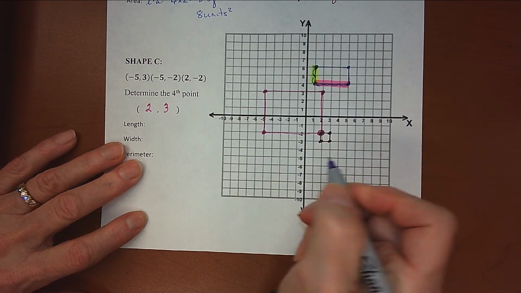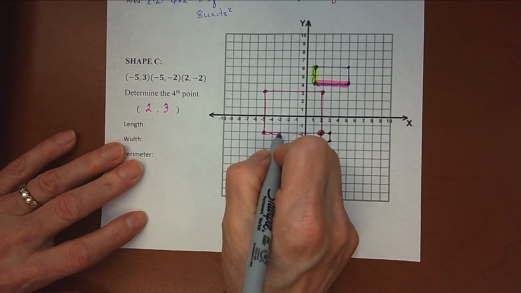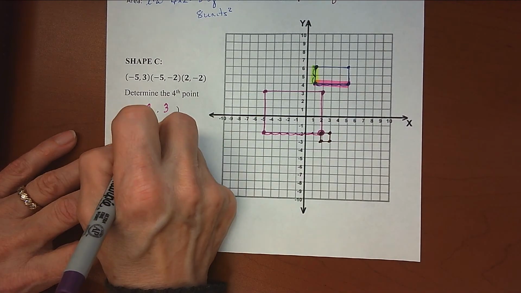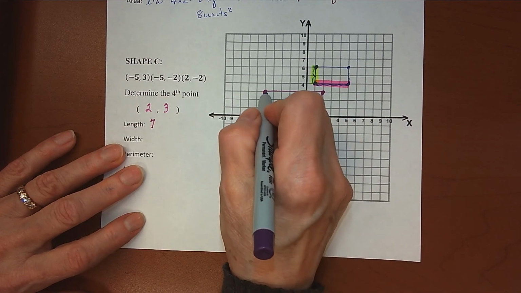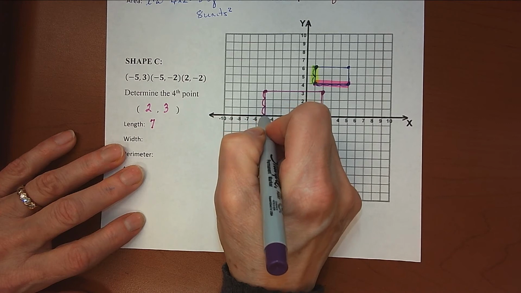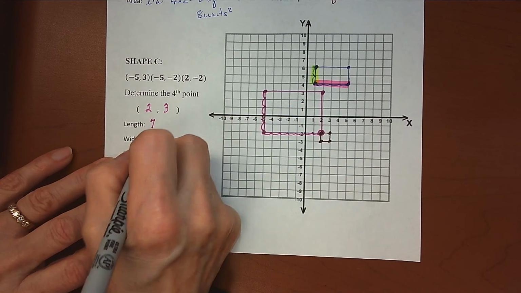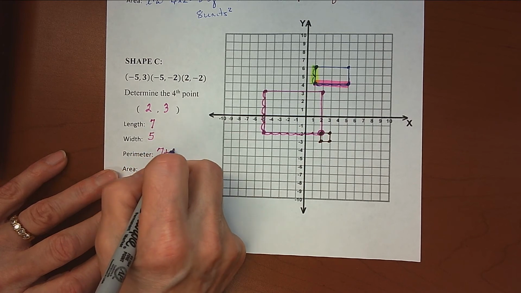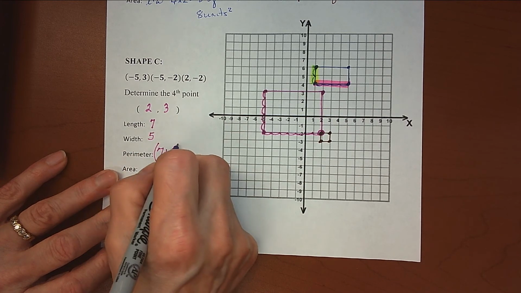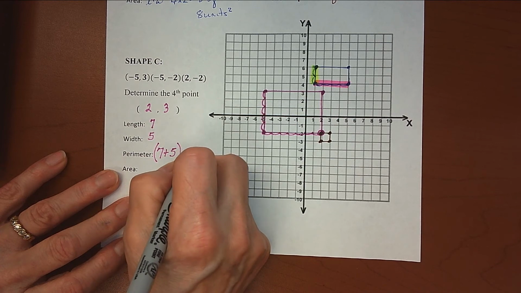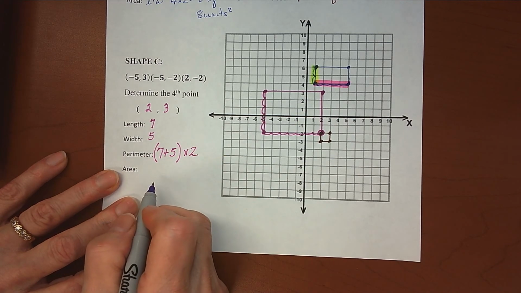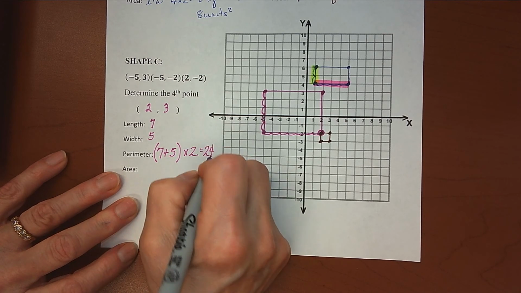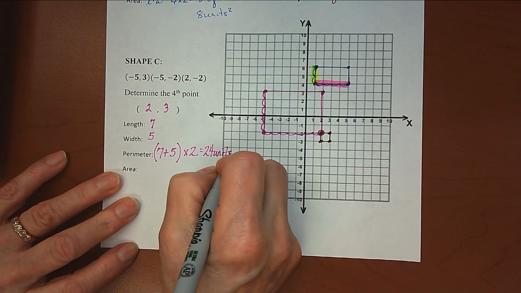Let's count our length. We've got 1, 2, 3, 4, 5, 6, 7. We've got a length of 7. Let's count our width. 1, 2, 3, 4, 5, a width of 5. So we know that our perimeter is 7 plus 5, and then I can just multiply that by 2, right? Okay, so 7 plus 5 times 2 would be 12 times 2, which is 24 units for our perimeter.